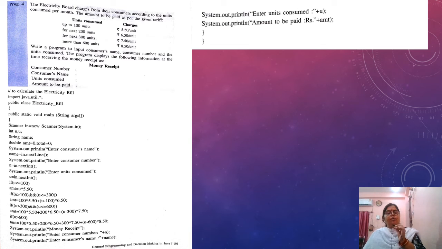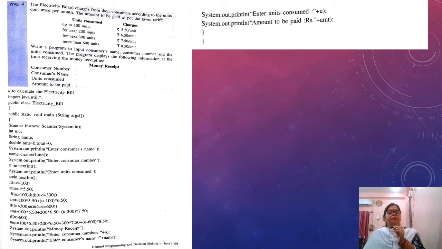See, there are four ifs, and we have to input our units, and then we have to count how much charge there is for the units consumed, and how much amount has to be paid. See here, with the help of the scanner. In your syllabus this time, the scanner is there. Okay.